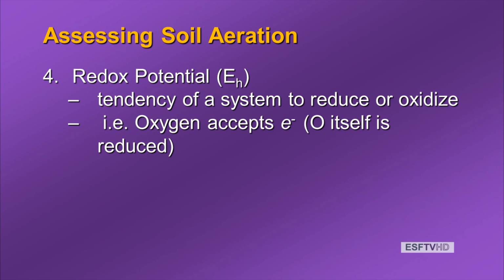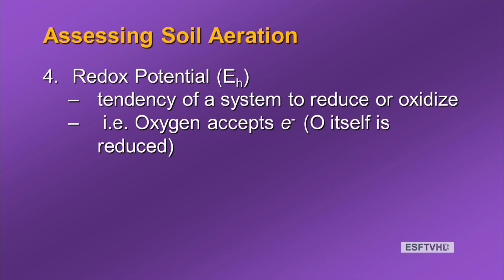Okay, so there's a fourth way, and we can actually measure the redox potential, the oxidation reduction potential. And this is called EH, capital E, small h. This is a number, measured in volts or millivolts, that expresses the tendency of a system to reduce or oxidize, hence the term redox potential. And again, potential, it's measured in volts. Okay? And so how does that work?